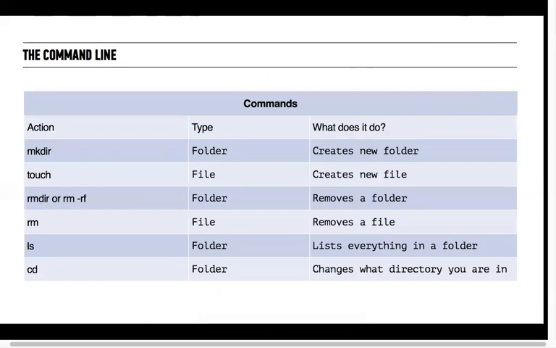rm, like if mk is make, rm is remove. Most of the time when you see rm, it's remove in some way. So I can do rm space -rf, which means I'm going to recursively delete something until it's gone. So I would recommend using rm -rf to remove a folder from somewhere. rm by itself is just removing a file. ls is to list everything out in that specific folder. And then cd is to change the directory that you're in.